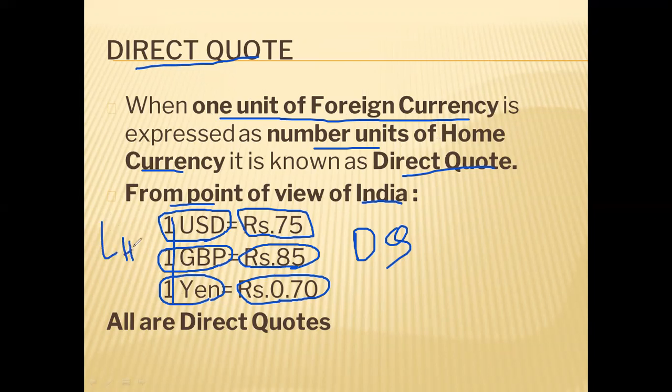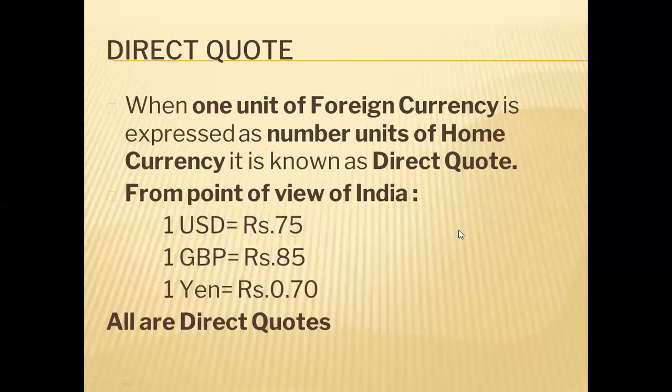If on the left hand side foreign currency is there and on the right hand side home currency is there, from the point of view of India, home currency is rupees. In this example, all the currencies on the left hand side are foreign currency for India, and rupees is the home currency given on the right hand side. So this quote will become a direct quote. How will you identify? If on the left hand side foreign currency is there and on the right hand side Indian home currency is there, that quote will become a direct quote.